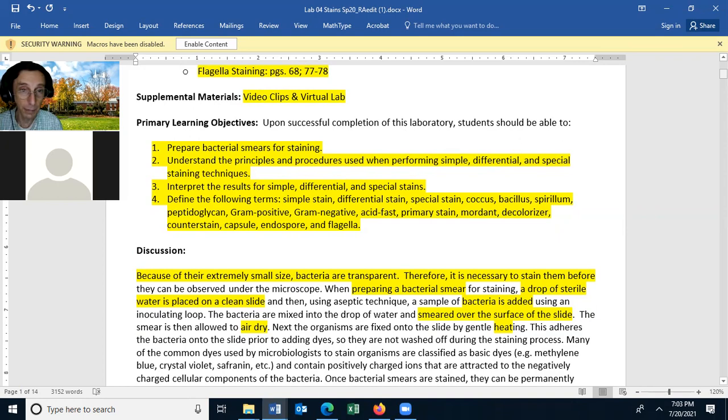And then lastly, be able to define the following terms: simple stain, differential stain, special stain, what's a coccus, bacillus, spirillum, peptidoglycan, what is a gram-positive cell, a gram-negative cell, what's an acid-fast stain, what's a primary stain, what's a mordant, what's a decolorizer, what's a counterstain, what's a capsule, what's an endospore, and what is a flagella. All right, any question about any of that?